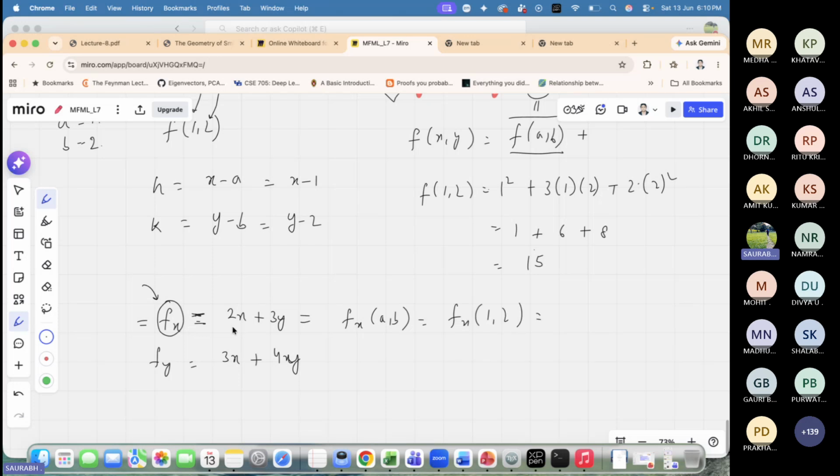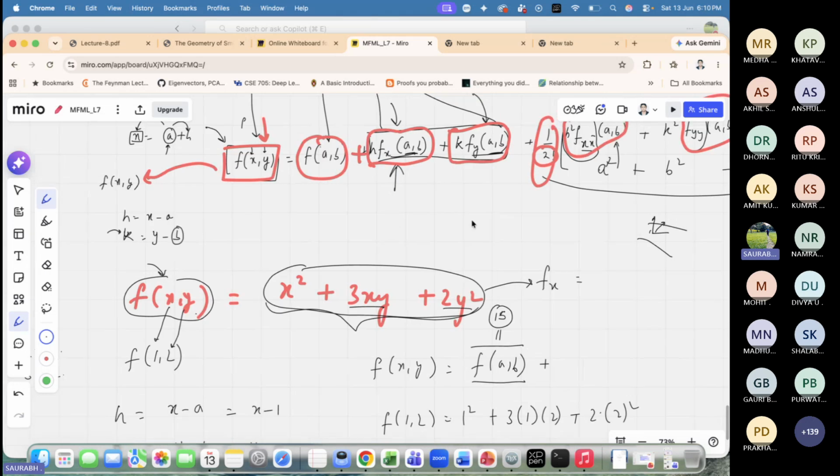What would be the value of that? 2 into 1 plus 3 into 2, that is 8, right? And then similarly, you will calculate fy at (1, 2). It would be 3 into 1 plus 4 into 2, that is 3 plus 8, 11. Yes, exactly 11. So now you have all the things needed.